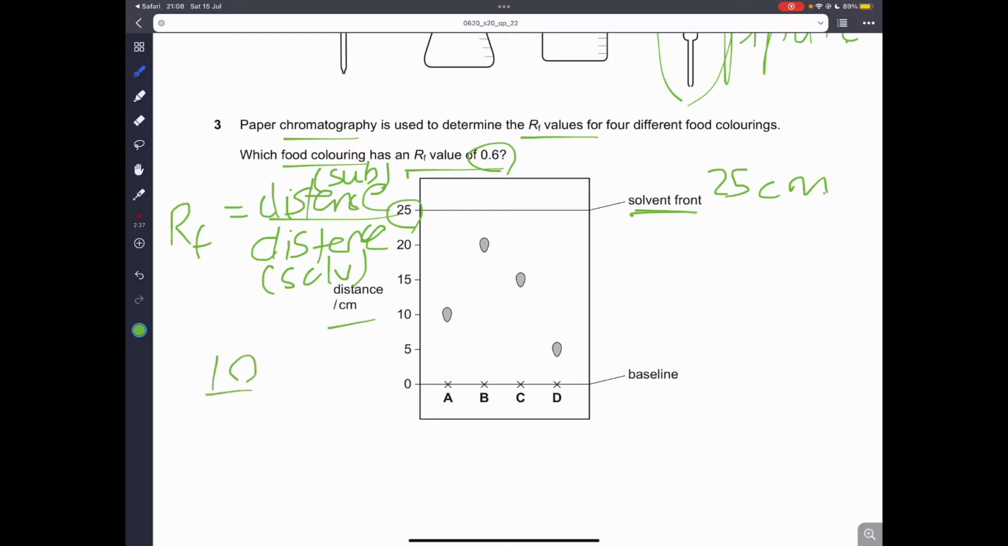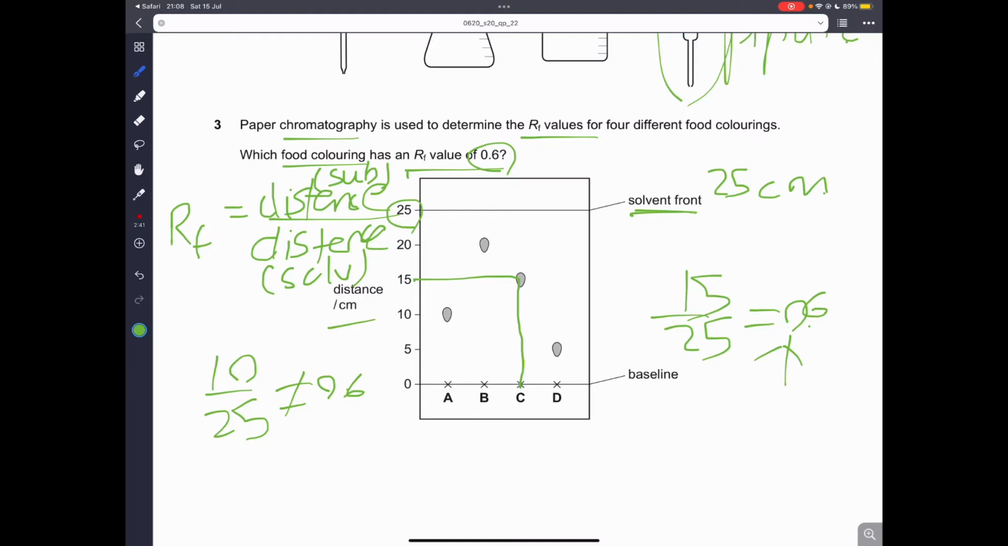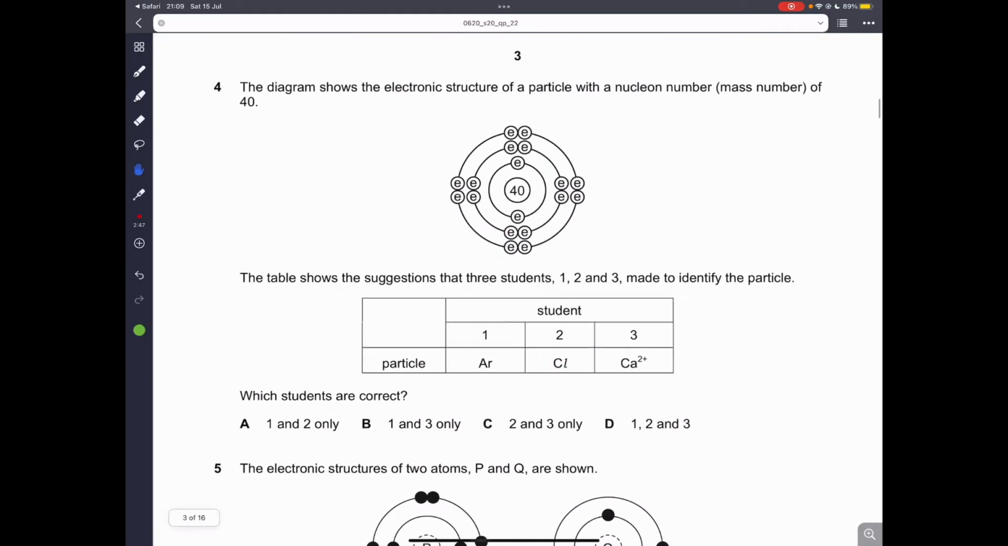So let's start with A. 10 divided by 25. It's not going to give us 0.6. Let's look at C. It is 15. 15 divided by 25 gives you 0.6. And therefore the C food coloring has the RF value of 0.6.